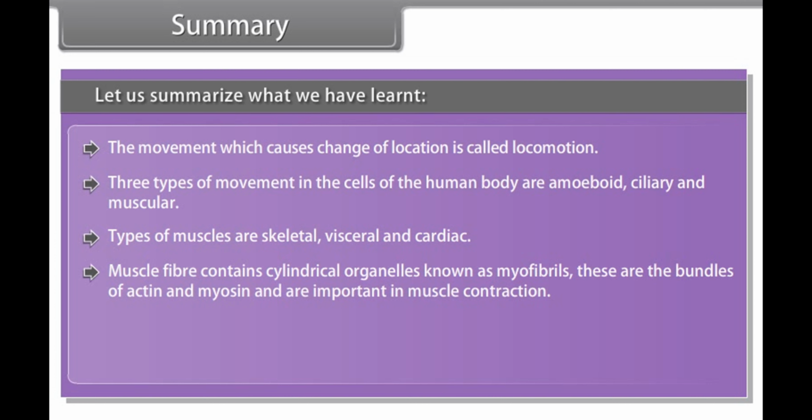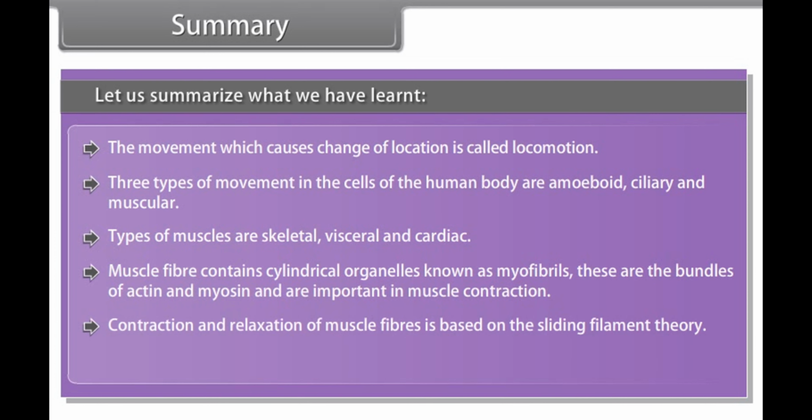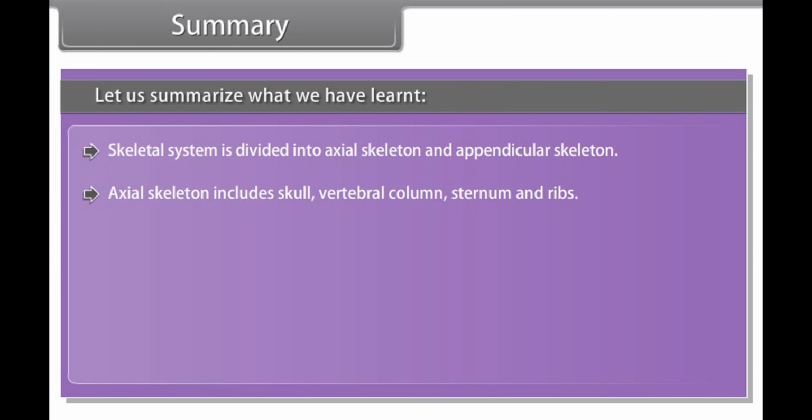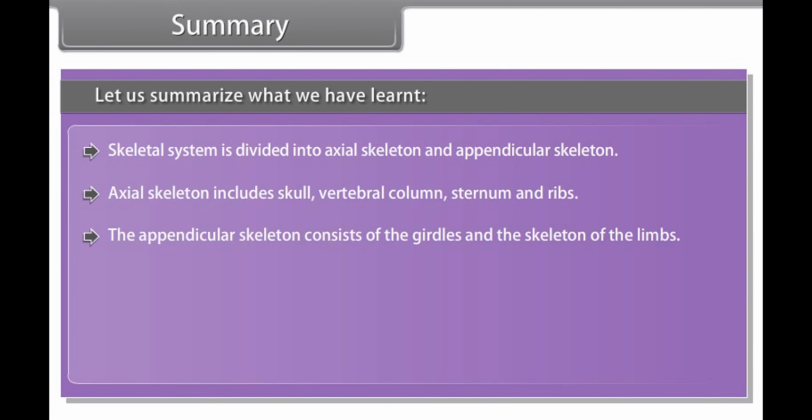These are the bundles of actin and myosin and are important in muscle contraction. Contraction and relaxation of muscle fibers is based on the sliding filament theory. Human beings have 206 bones and a few cartilages. Skeletal system is divided into axial skeleton and appendicular skeleton. Axial skeleton includes skull, vertebral column, sternum and ribs. The appendicular skeleton consists of the girdles and the skeleton of the limbs.